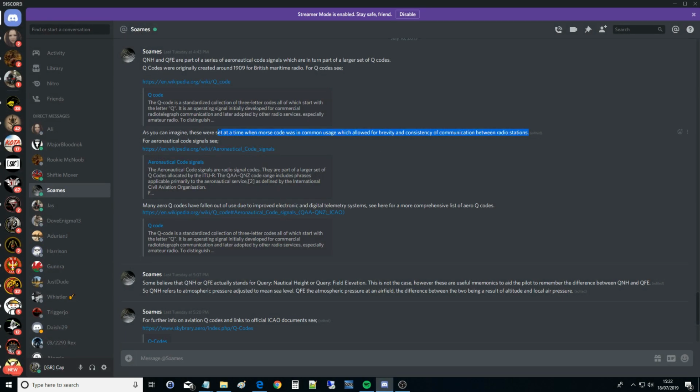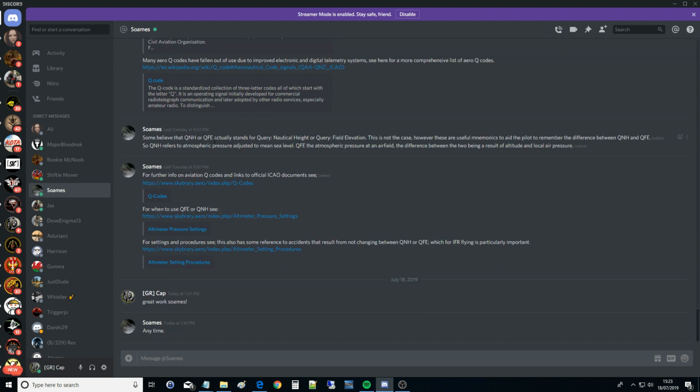As you can imagine, these were set at a time when Morse code was in common use, allowed for brevity, consistency of communication between radio stations for ordinary codes. Yep, so what he's saying there is that the reason they were set out in this 3-digit way was because of Morse code. Many of the Q codes have fallen out of use due to improved electronic and digital telemetry systems. So see here for a comprehensive list of the old Q codes. We've just looked at that.